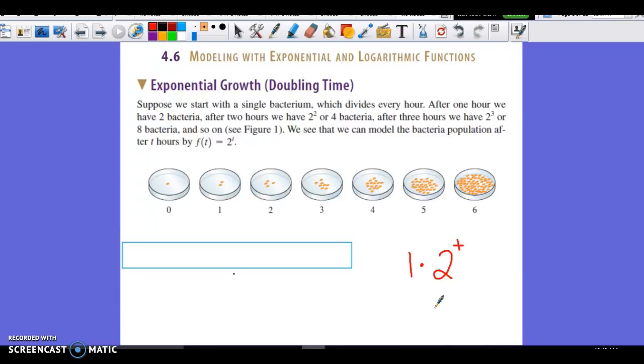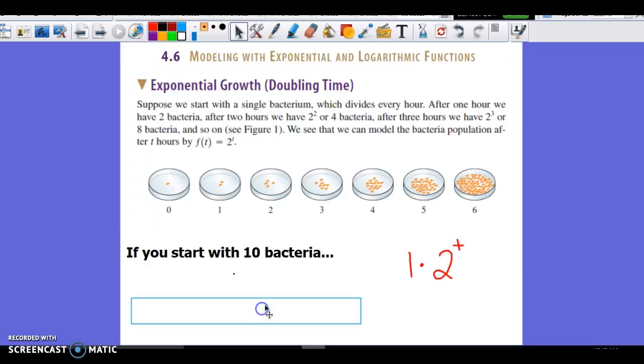Now, what would the equation be if I'm starting with 10 bacteria? Same situation, still doubling, but instead of having 1 at time 0, I'm having 10. And then that would turn into 20, and so on. Well, the equation would be 10 times 2 to the t. So whenever you start with a number, that number goes here. If it's doubling, tripling, or being cut in half, whatever that number is goes here.